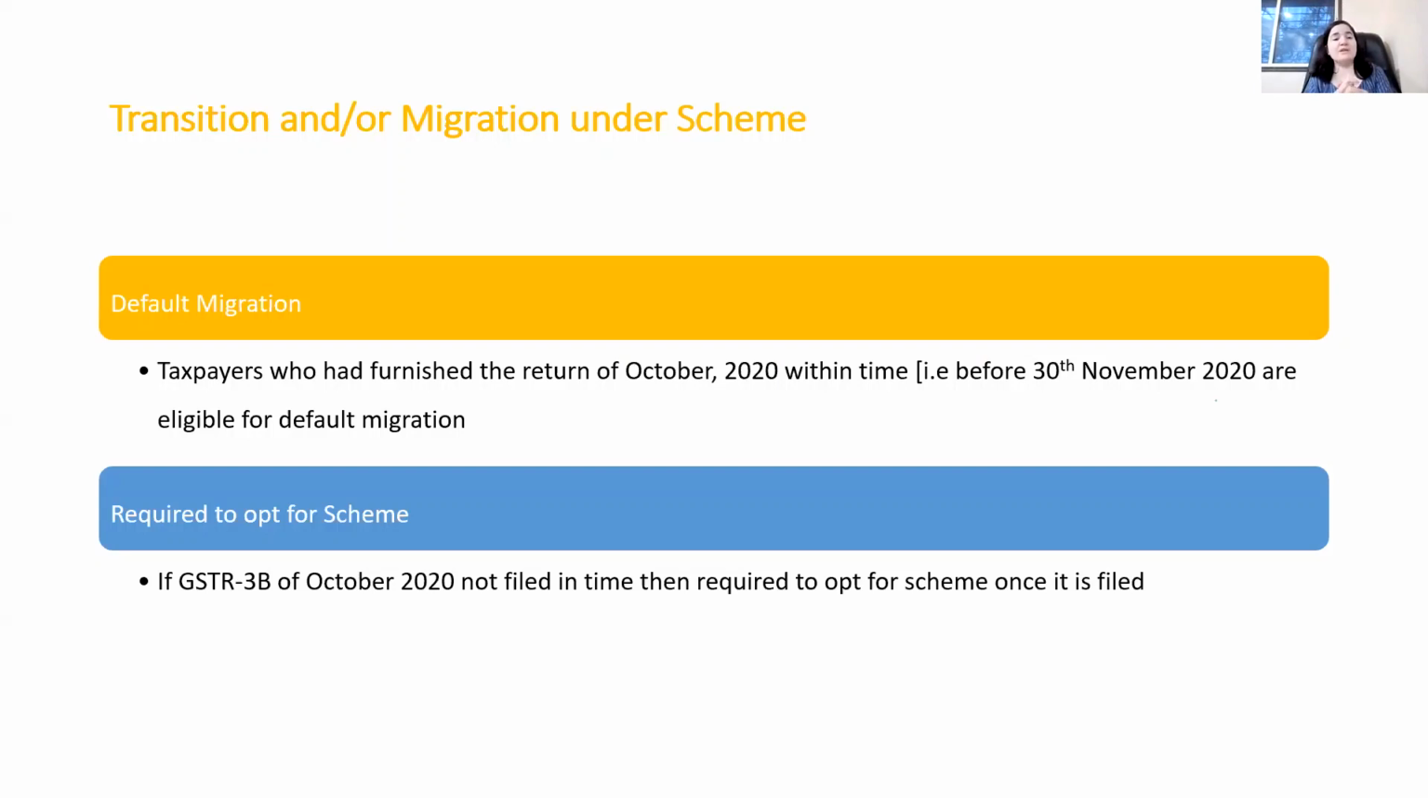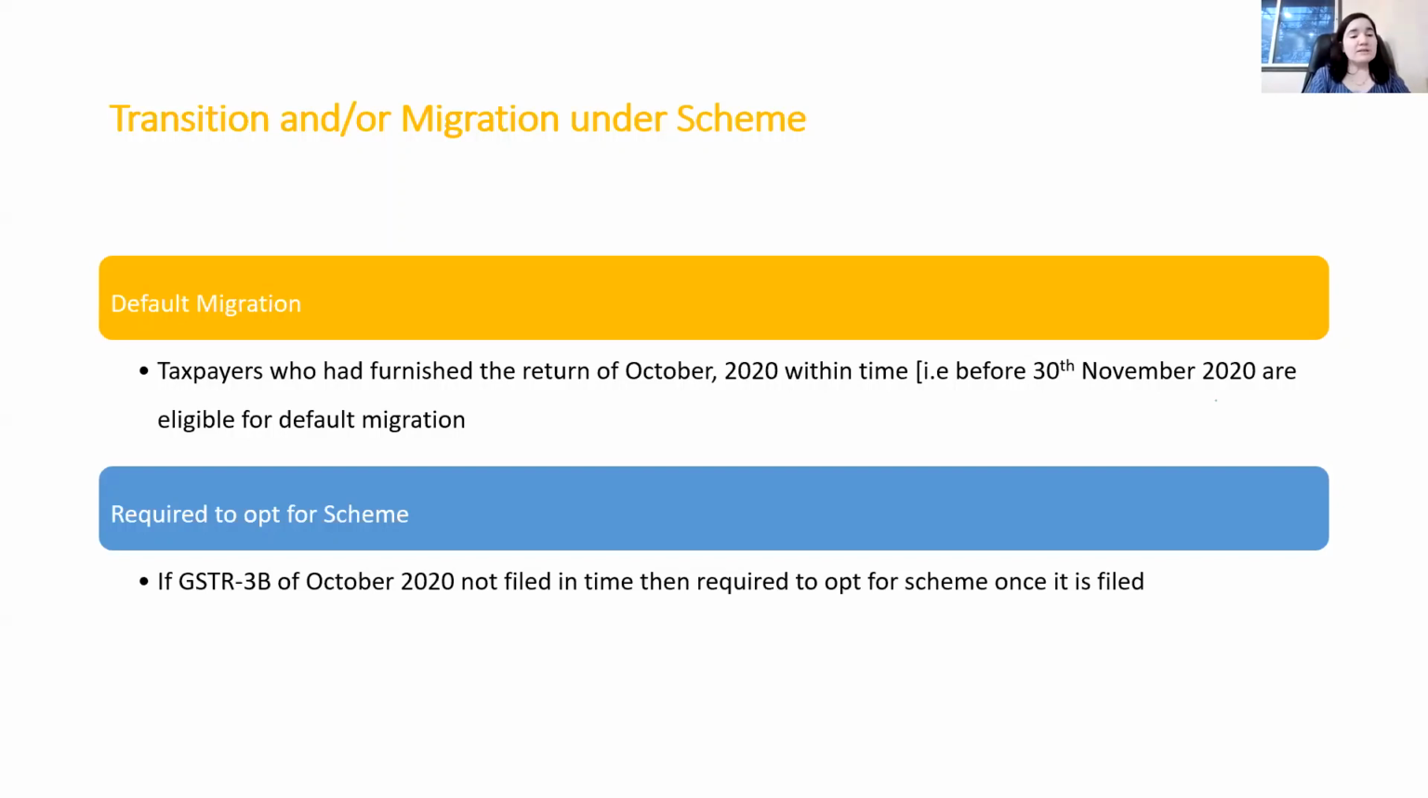So who are these taxpayers? The taxpayers who have furnished the return of October within the time limit, that is 30th November 2020. This means the taxpayer having turnover for the previous year below 5 crore as per system computation, and second, the October 2020 month return was filed before 30th November 2020. Such a taxpayer has already migrated into the QRMP scheme automatically. That means default migration. So they are not required to opt for the scheme. They have already migrated.